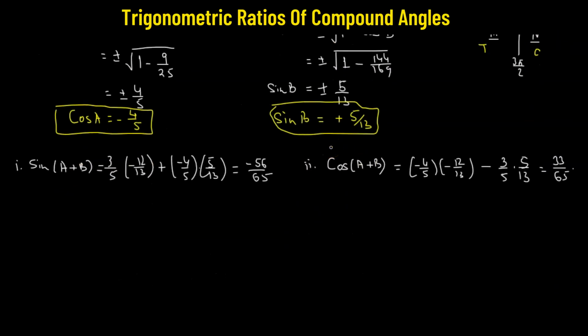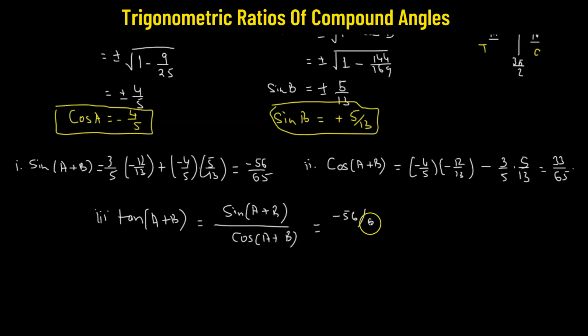Now we can finally find out the value of tangent of A plus B. So tangent of A plus B is equal to the ratio of the sine function, which is sine of A plus B, to the cosine function, meaning cosine of A plus B. So sine of A plus B, negative 56 over 65, divided by cosine of A plus B, so that's 33 over 65. So we get negative 56 over 33.